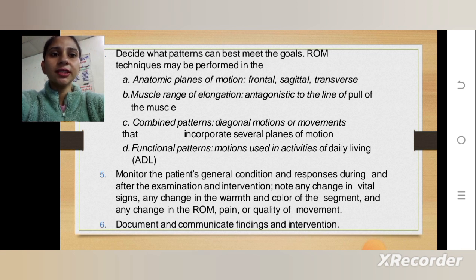Range of motion techniques may be performed in the anatomic planes of motion: frontal, sagittal, transverse. Muscle range of elongation, antagonistic to the line of pull of the muscle. Combined patterns are diagonal motions or movements that incorporate several planes of motion. D1 is a functional pattern, like motion used in activities of daily living, we can call ADL.